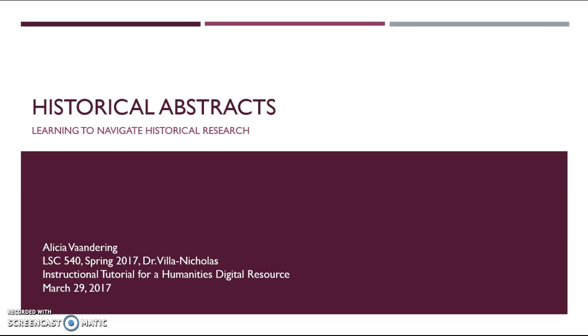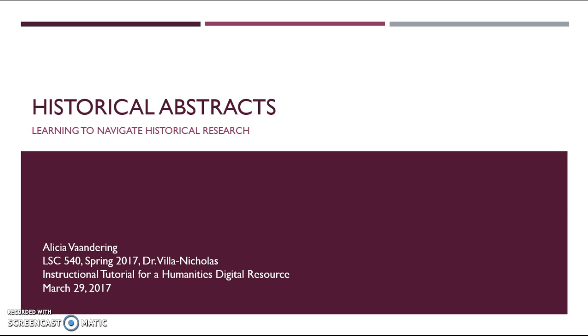However, the more you practice and the more you expose yourself to helpful tricks and tools of particular resources, the easier this research will become, I promise. My name is Alicia, and today we are going to be looking at how to find scholarly articles for historical research. To find these articles, we're going to be using a database called Historical Abstracts.